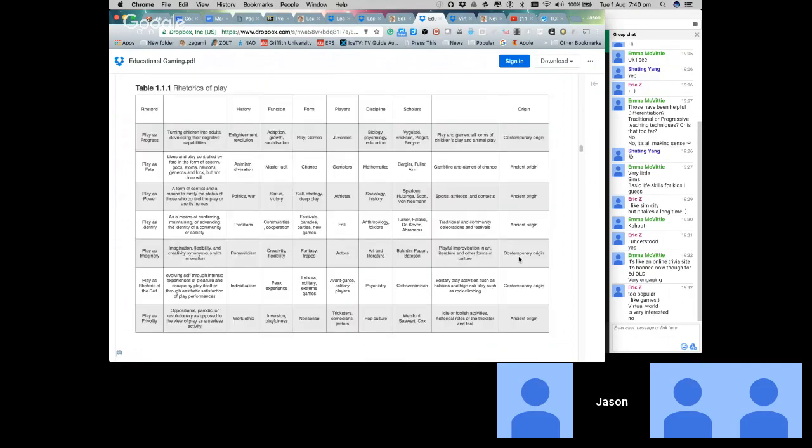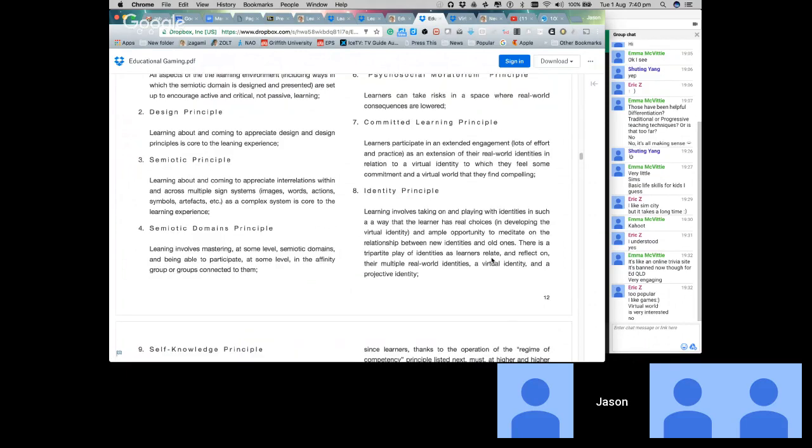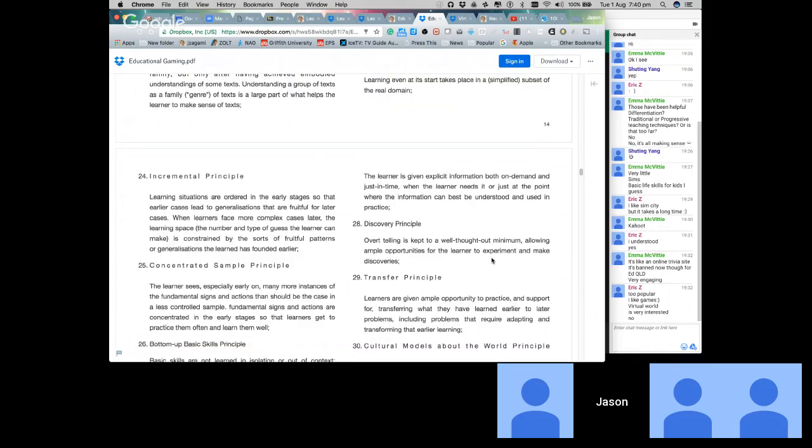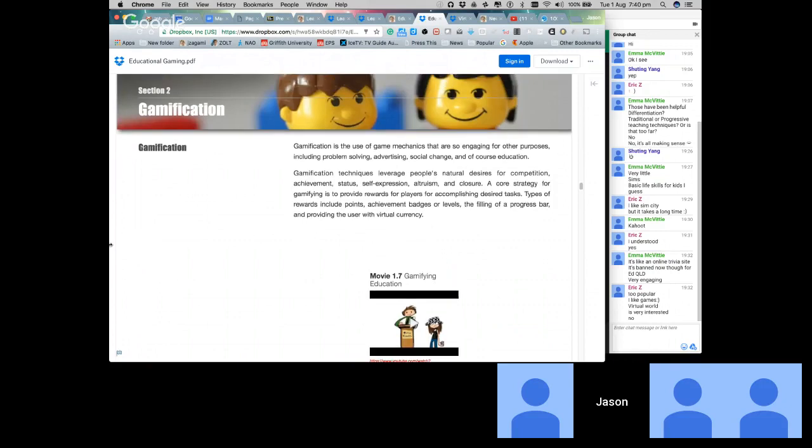Okay, so there's lots of principles as well around play, and you can read some of those as you will. So I mentioned before this concept of gamification.